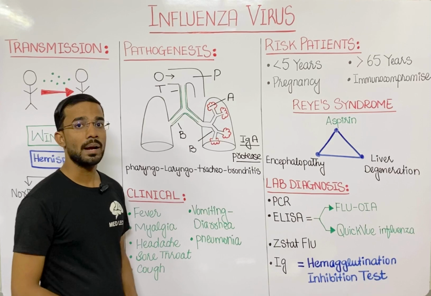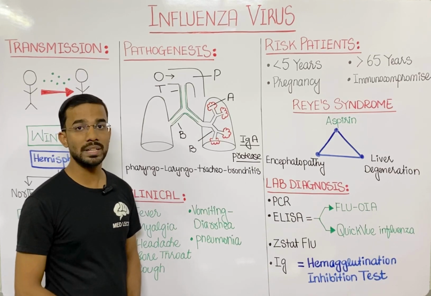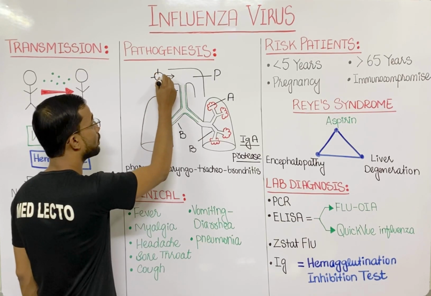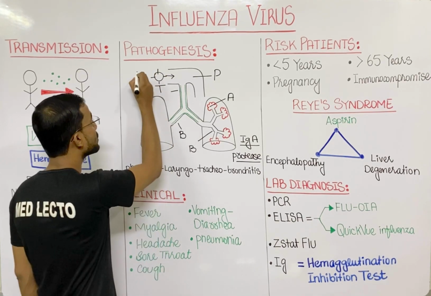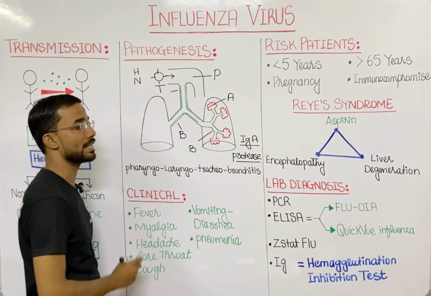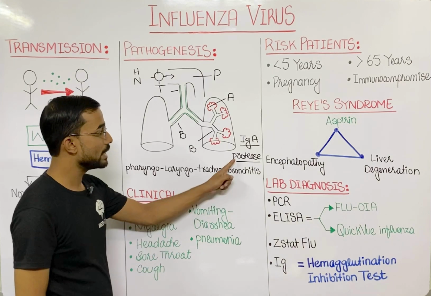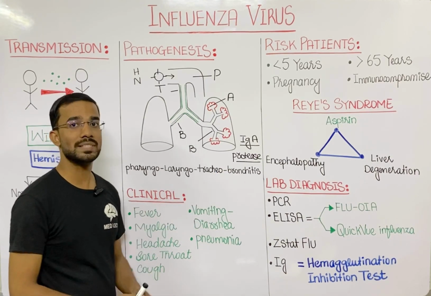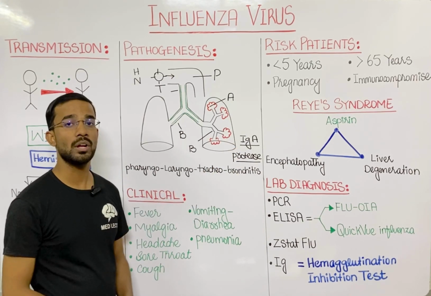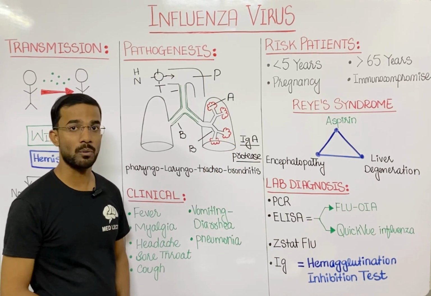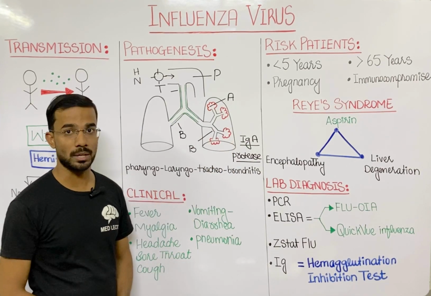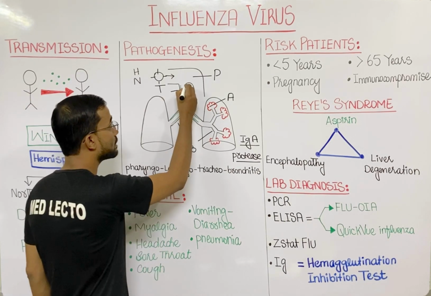Protease basically breaks the hemagglutinin of the influenza virus. Influenza virus has two most important proteins on its surface. First is the hemagglutinin and second is the neuraminidase. So this protease cleaves the hemagglutinin, and the IgA antibody also destroys the influenza virus. But if the influenza virus overcomes these two defense systems, then it will affect the respiratory tract.